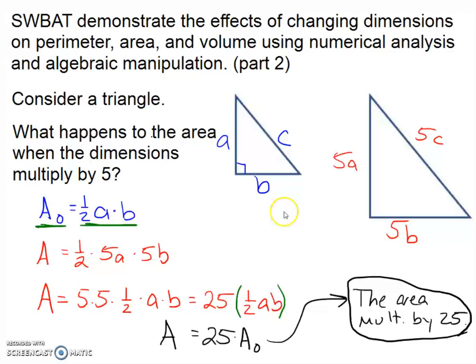We did not do a volume example in this video, but the volume examples are all very similar to this area example. Compared to the perimeter example, volume is usually closer to this. So our objective today was that we demonstrated the effects of changing dimensions on perimeter, area, and volume. In fact, we proved these effects, and we were using algebraic manipulation.